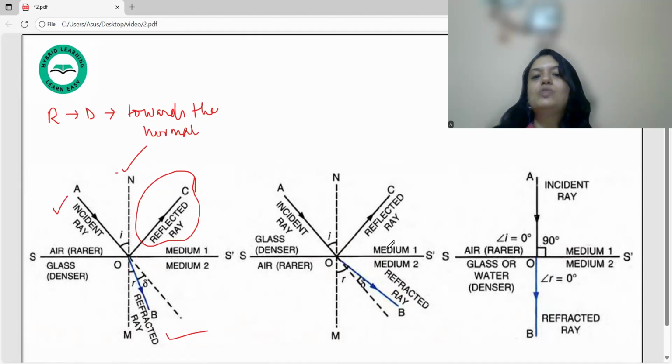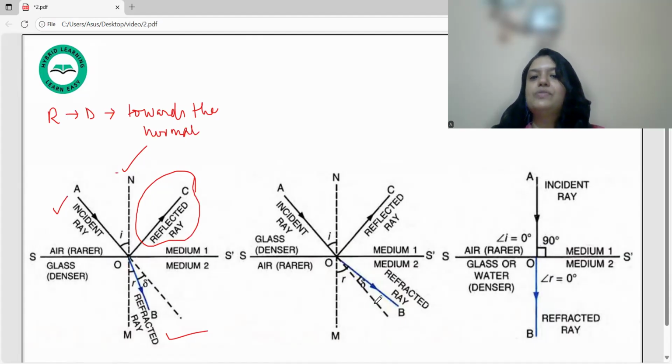However, let's go to the second diagram. Here what is happening? You have a denser medium and you have a rarer medium. So the light rays incident from the denser to the rarer medium, just the opposite of what we saw here. So in this case, what is happening? You see this is the incident ray, same AO. Okay. Now OB is the refracted ray.